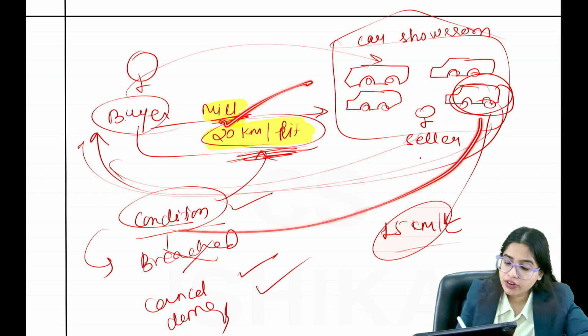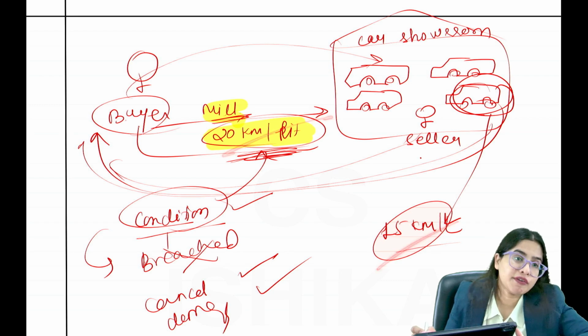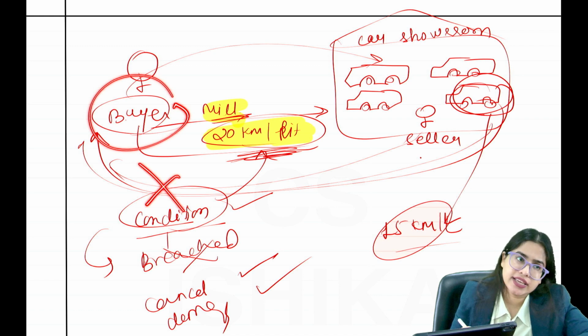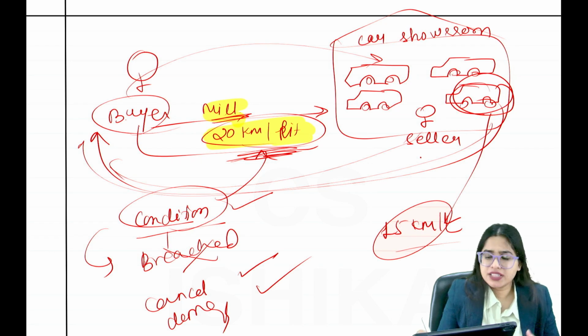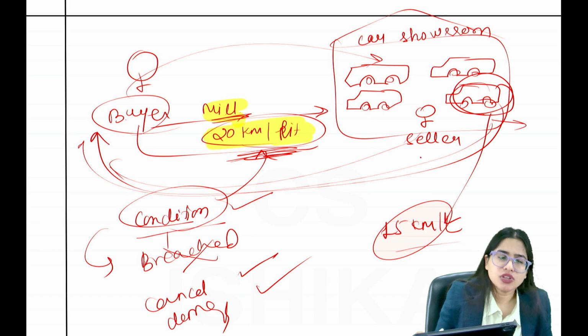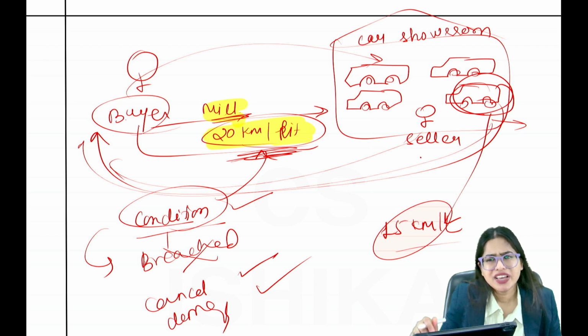And the seller gave a car. Later the buyer found out that it is not giving a 20 average, it is giving a 15 average. Is this a breach of condition? Yes. Can he cancel the contract? Yes. But let's say this car was cheaper, so he himself treated it as, it's fine, let's not cancel the contract, this car is also fine, even if it is giving only 15 kilometer mileage, it's fine.